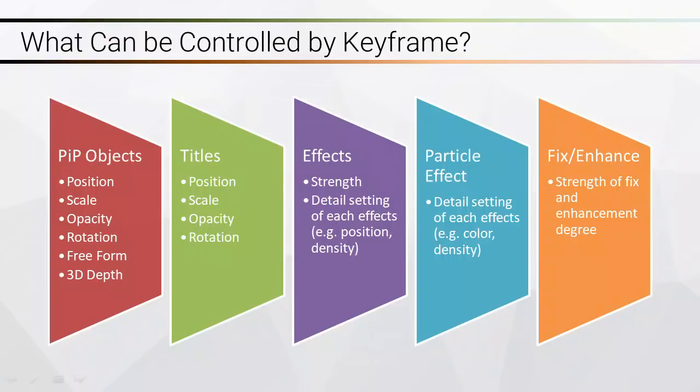And what can be controlled by keyframe? The first part is PiP objects, like the one we used for the video. If you go to the video overlay room, there's a bunch of different graphics you can use. Then you can use keyframes to control its position and its scale and also its opacity. And next is titles, because later we will use keyframes to change the scale of the titles and maybe even the opacity. Then also effects.